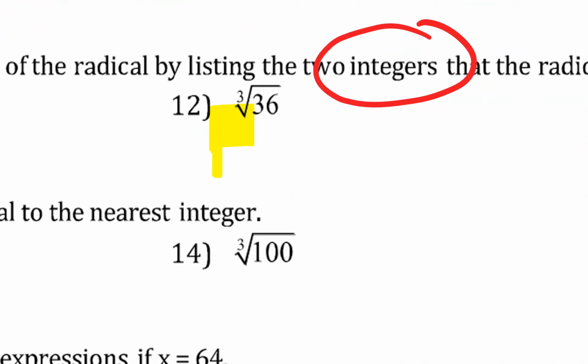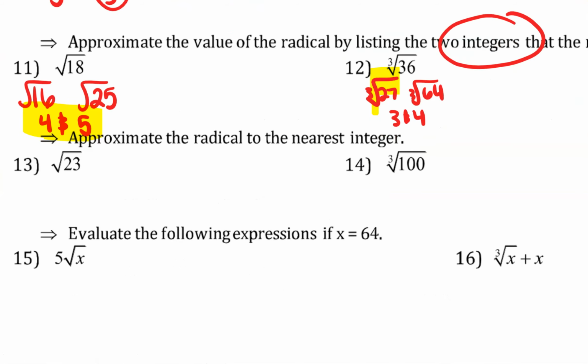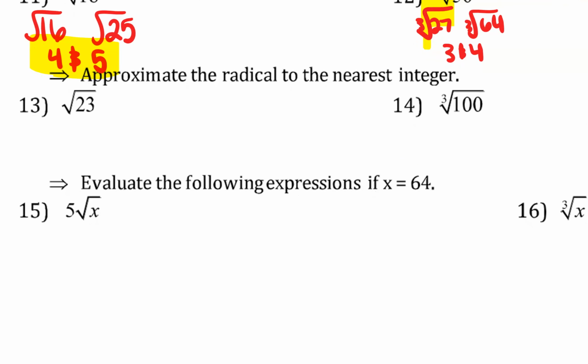The perfect cubes that are closest to 36 are cube root of 27 and cube root of 64. Reduce both of those, we get 3 and 4. The next 2, it's the same thing except it's saying to just find the nearest 1 integer, so you don't need to do 2 numbers, just 1. So the closest perfect square to 23 is 25. Square root of 25 is 5. And then you also need to find the closest cube root to 100.